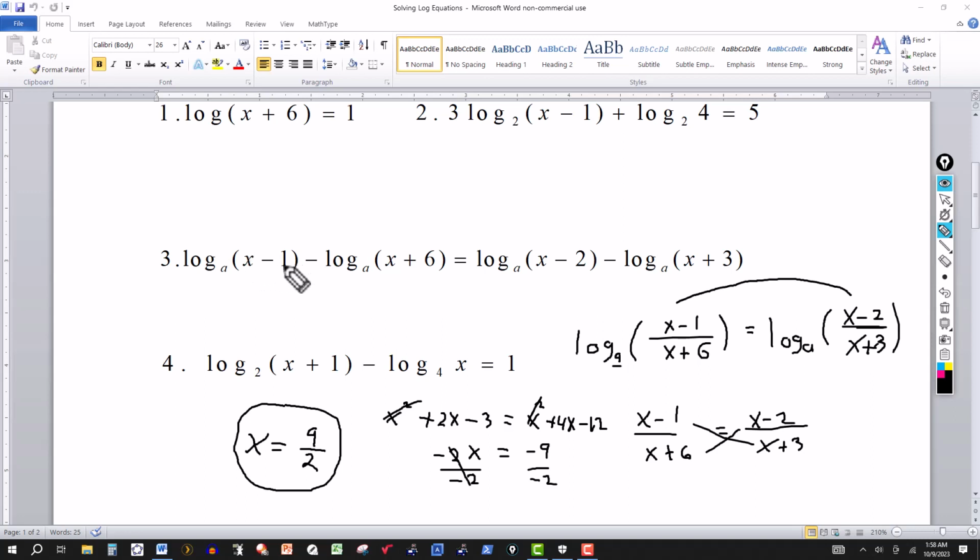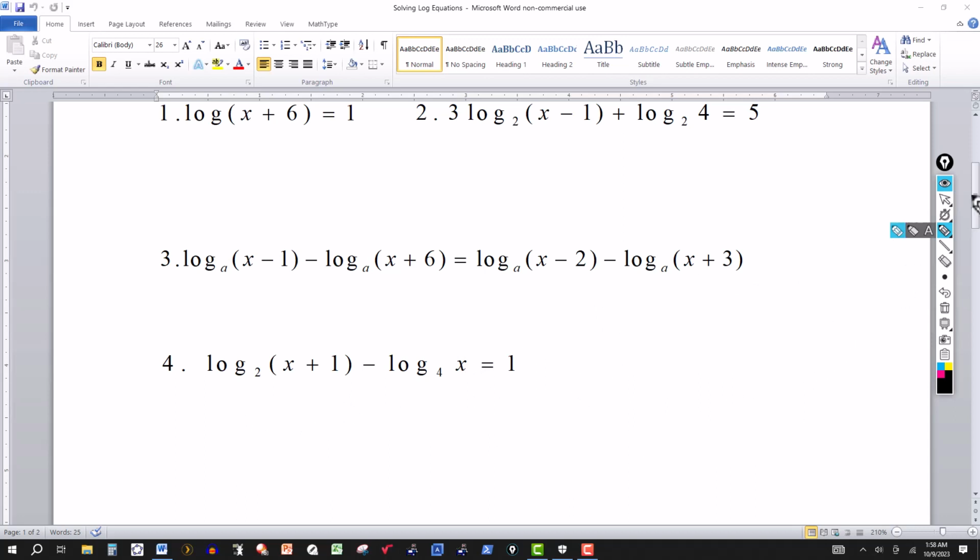9/2 is larger than 1, so 9/2 minus 1 is positive. 9 over 2 and 6, of course, obviously, they're both positive, so that checks. 9 halves is larger than 2, so 9 halves minus 2 is positive, no problem. 9 halves and 3 is positive, so that checks. 9 over 2 is the answer.